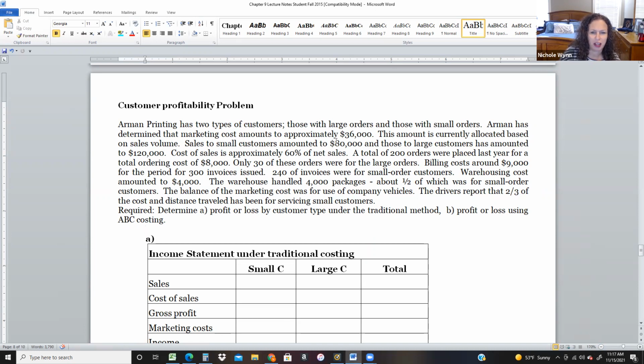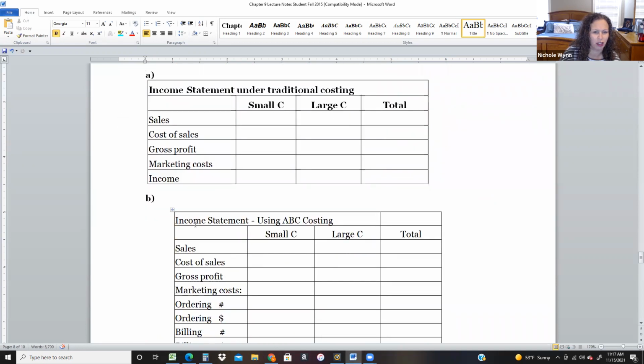So what they're saying is that 80 is to small and 120 is to large. So they're allocating marketing based on that. Cost of sales is 60% of net sales. A total of 200 orders were placed last year at a total cost of $8,000. Only 30 of these orders were for small orders. Billing costs around $9,000 for the period for 300 invoices. There's a lot of information here. Determine profit and loss by customer type under traditional and then under activity-based costing.